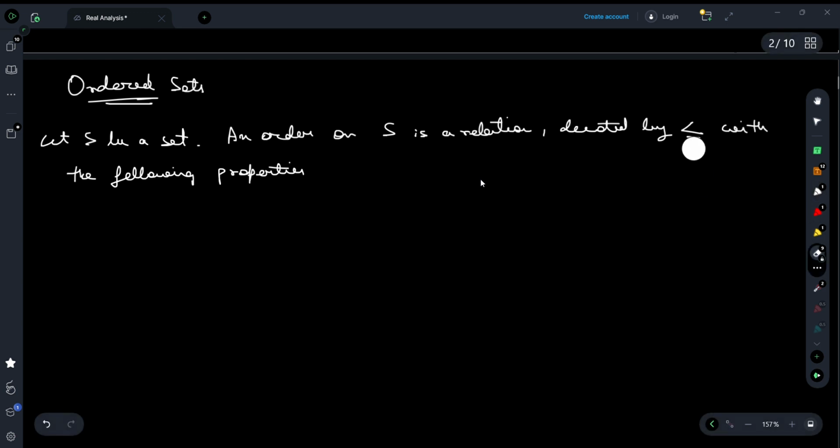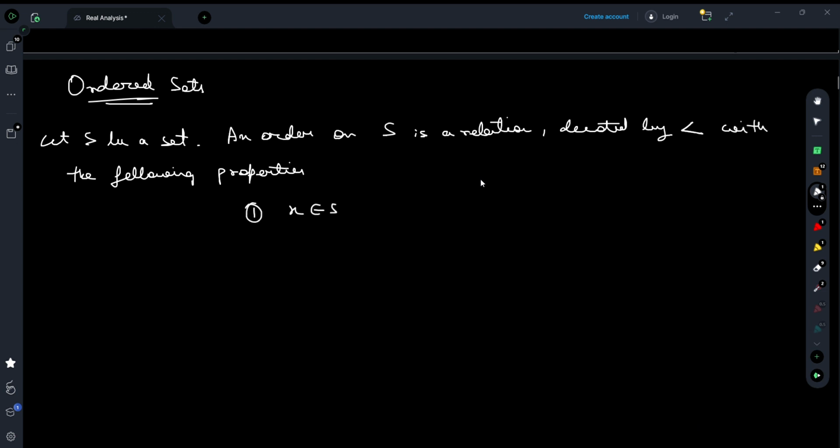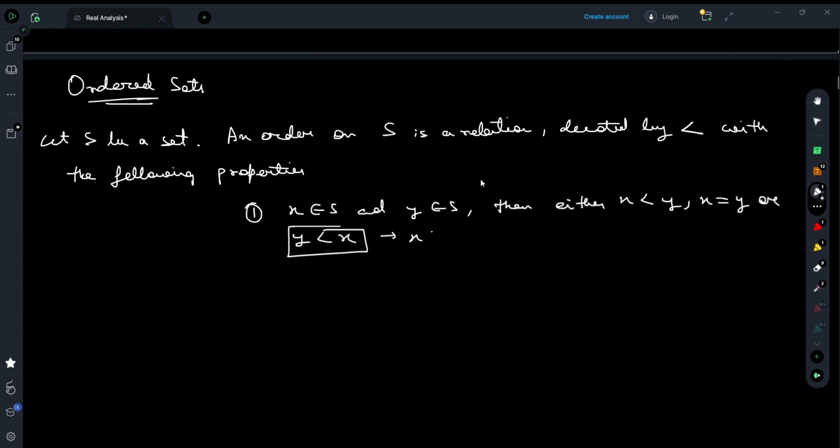With the following properties. Number one, if x belongs to S and y belongs to S, then either x is less than y, we pronounce it as "is less than", or x is equal to y, or y is less than x. This is more conventionally written as x is greater than y. Is true.